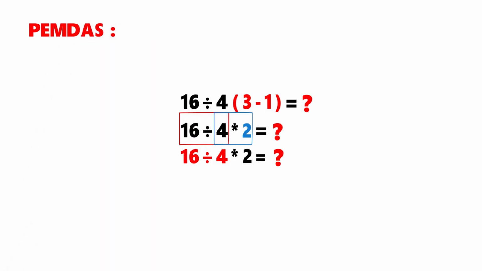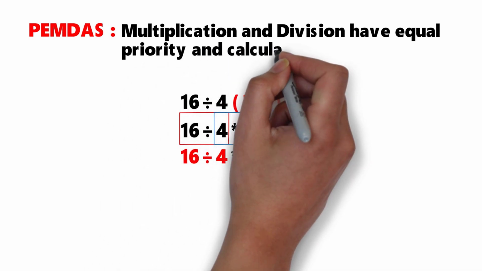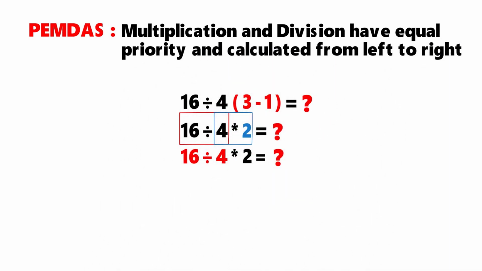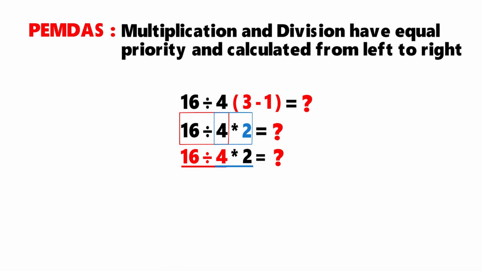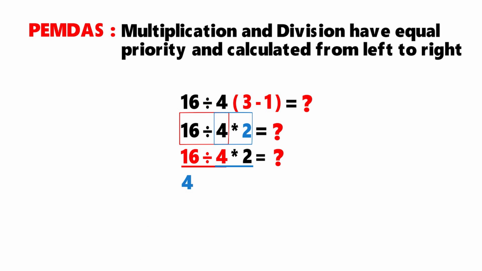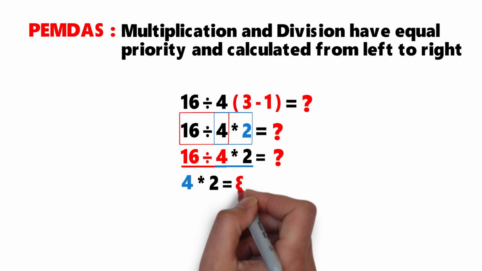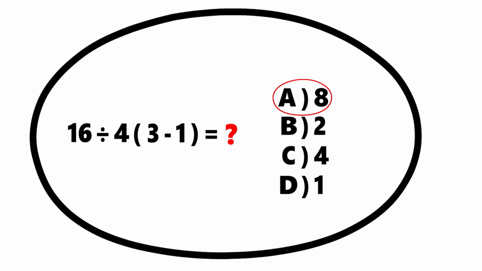What PEMDAS doesn't mention is that multiplication and division have equal priority, and are calculated from left to right. And this is exactly the case for our expression. 16 divided by 4 is on the left side of the expression, and 4 multiplied by 2 is on the right side. So the first thing we need to do is divide 16 by 4. The result of this calculation is 4. And in the last step, we need to multiply 4 by 2. And the result is 8. So the correct choice here is choice A, 8. Hopefully you've nailed this question and now know how to answer similar problems on the test.